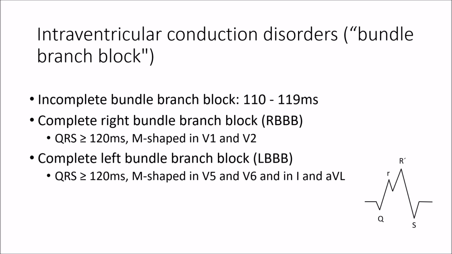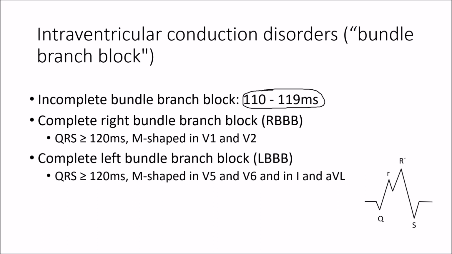This then results in an intraventricular excitation disorder, i.e. a bundle branch block. This results in a broader QRS complex. If the disorder is only partial, the QRS duration is between 110 and 119 milliseconds. If the disturbance is complete, the QRS duration is over 120 milliseconds.